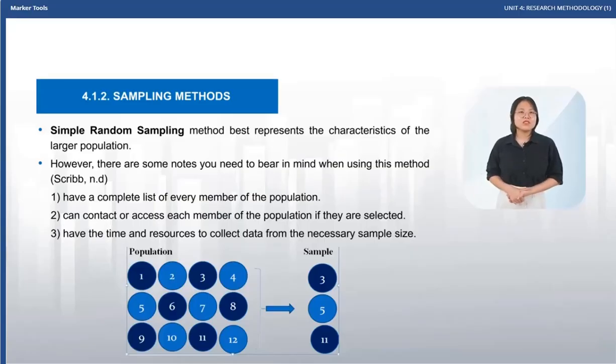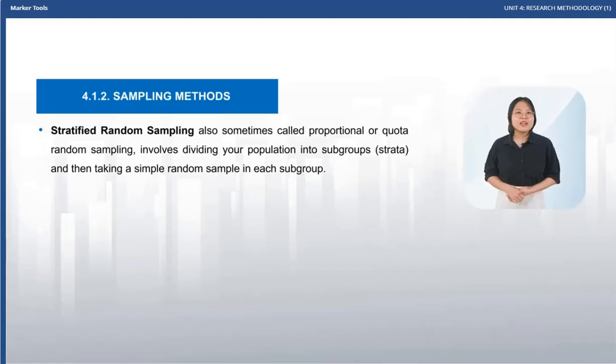How about stratified random sampling? Stratified random sampling is a method of selecting a sample in which researchers first divide the population into smaller subgroups, or what we call strata, based on the shared characteristics of the members, and then they choose randomly among each group to form the final sample.